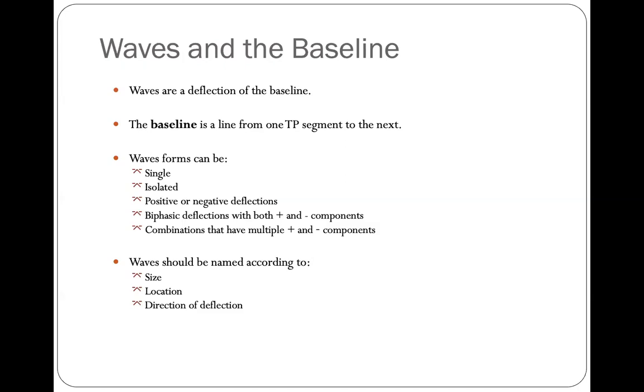Waves can be single, isolated, positive, or negative. They can be biphasic. They can have combinations of positive and negative components, and we'll talk about all of that as we go. Waves are named in accordance to their size, location, and the direction of deflection. So we'll say they're flipped, or we'll say they're upright, or we'll say this one is related to atrial deflection, or this one's related to ventricular depolarization. But we'll talk about all of those as we go along.